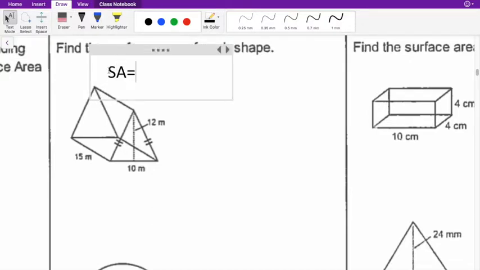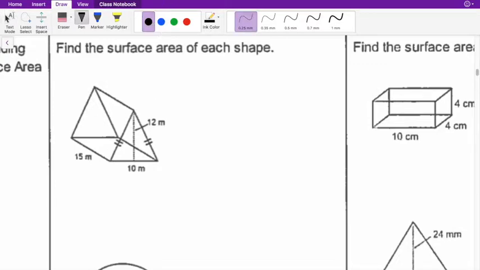SA equals AH plus... Actually, let's not do that. I want you to think about it logically here. What I want you to do is unfold this to make a shape. So we're going to unfold this shape. It's going to look like this. There we go. Beautiful.